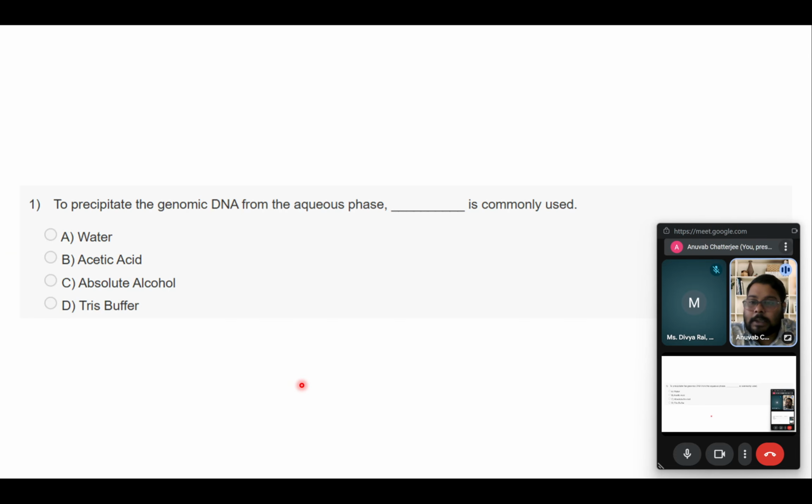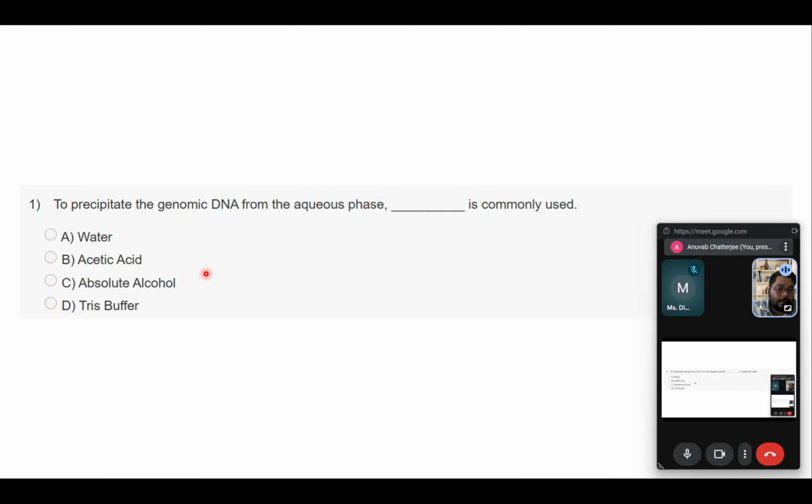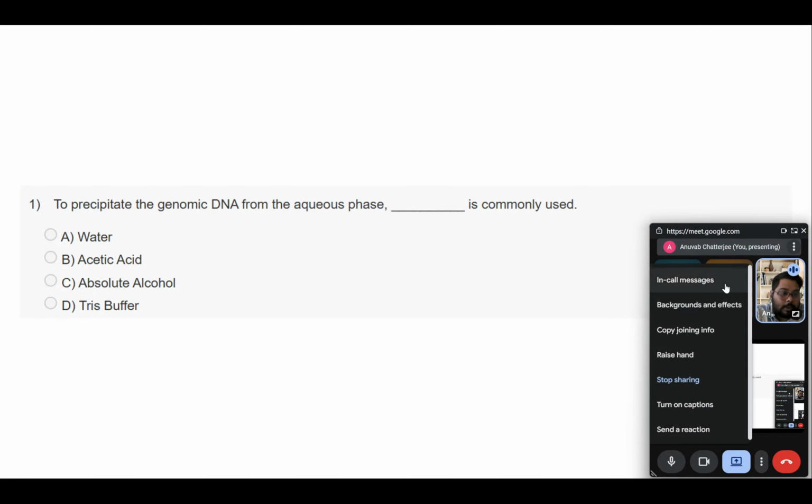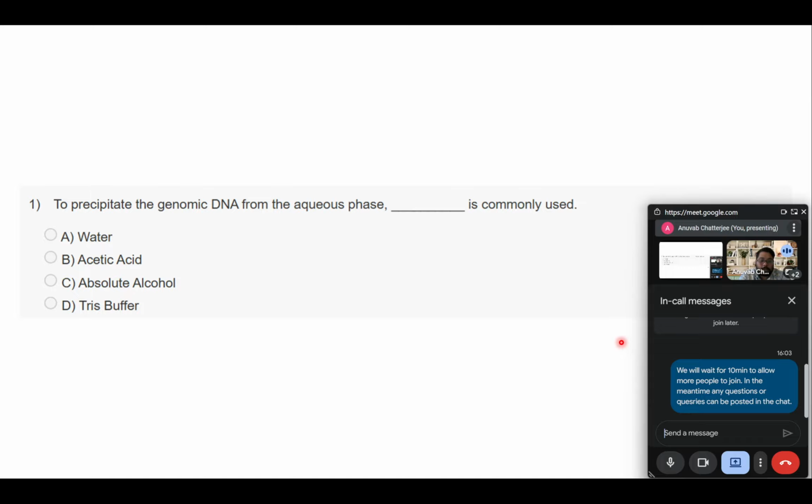Okay, so let us get started with the first question of the day. The question is: to precipitate the genomic DNA from aqueous phase, blank is commonly used. The options are water, acetic acid, absolute alcohol, and Tris buffer. I will give you a moment to think about it. You can put what you think is the correct option in the chat.